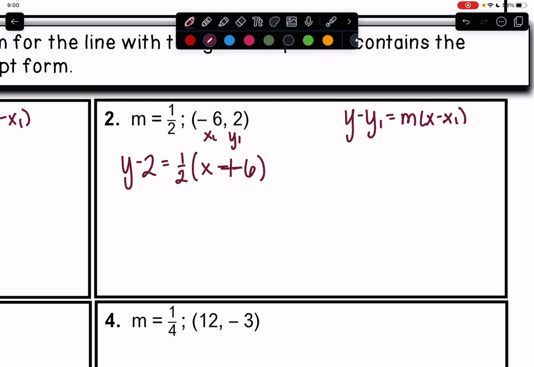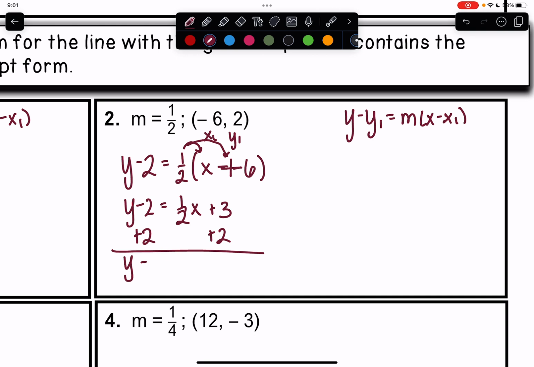So when I distribute, we're going to copy down that y minus 2, and I'm really going to take the 1/2 x and the 1/2 times a positive 6. Remember, multiplying by 1/2 is the same thing as dividing by 2, so that's 3. Then the next thing is we want to add 2 to both sides, so I get y equals 1/2 x, 3 plus 2 is 5, and there's my answer.